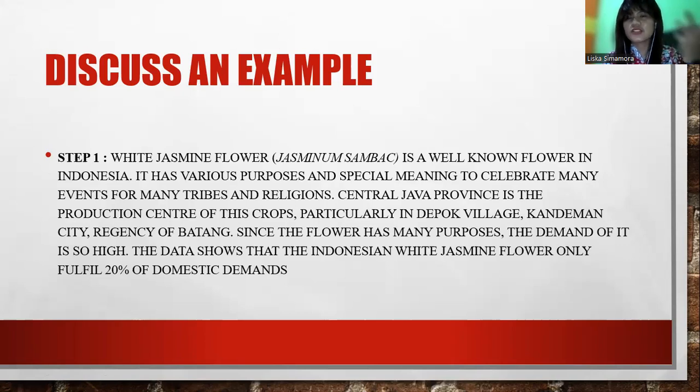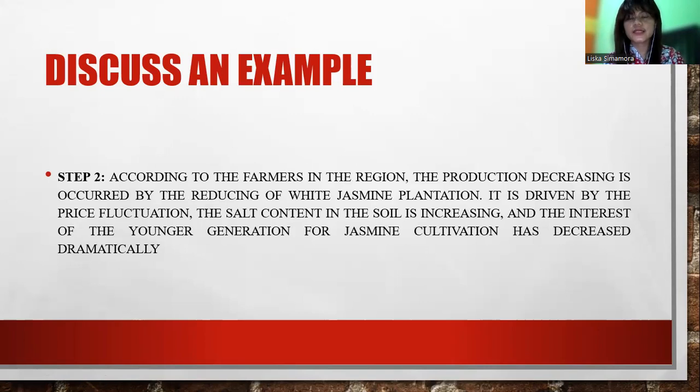The demand is so high that even the domestic demand cannot be fulfilled. So let's go to the second step. Why can it not be fulfilled? Of course, because of the decreasing white jasmine production. So in the second step, what makes the white jasmine flower production keep decreasing?